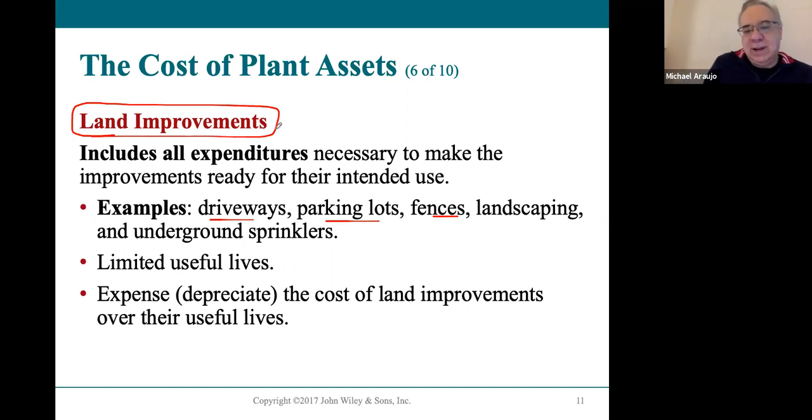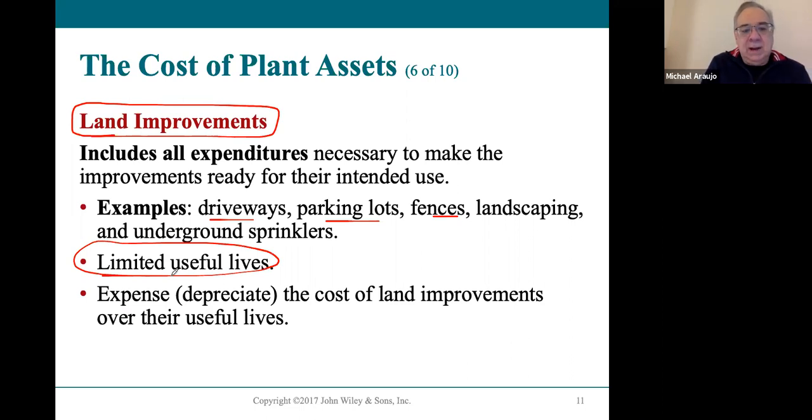But unlike land, which of course we assume is good forever, right? You can use land for anything you want, anytime you want. It's always going to be good. So land actually has an unlimited life. You can't measure the life of land, and so land doesn't depreciate. But that's not true for all the other property, plant, and equipment accounts. Driveways only last so long. Fences only last so long. Okay. So in other words, they have what's called a limited useful life.